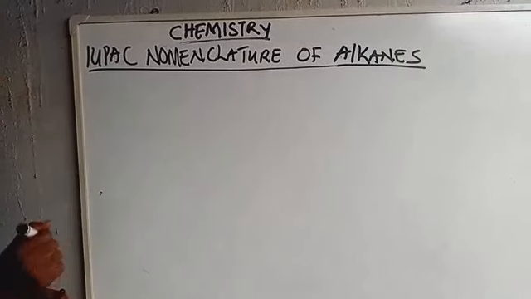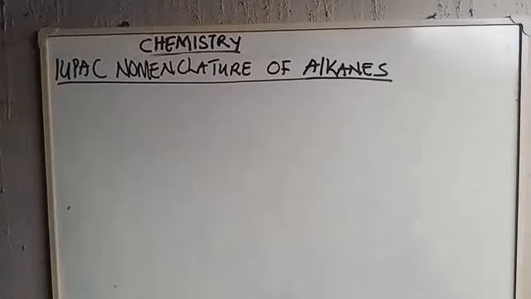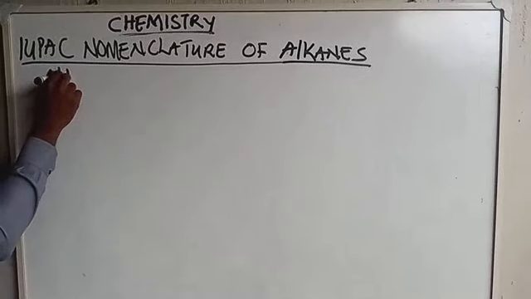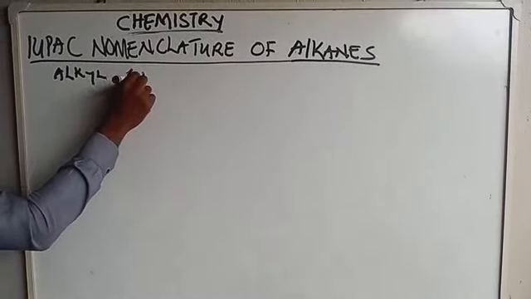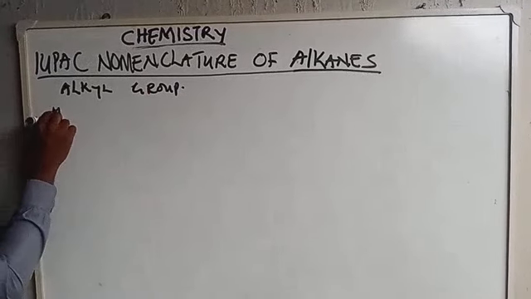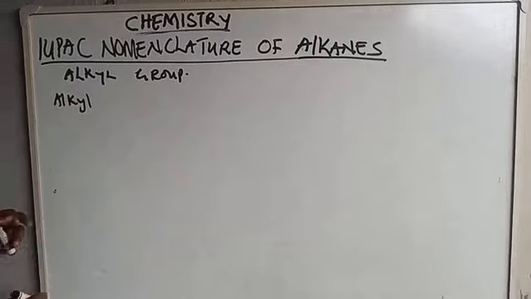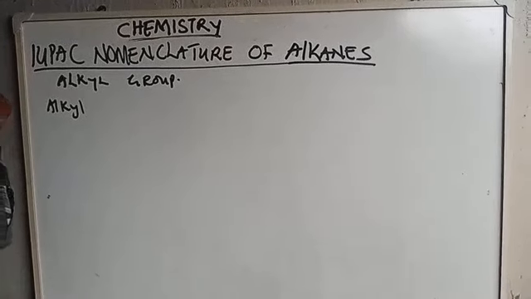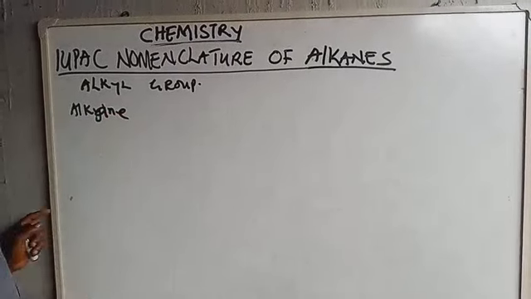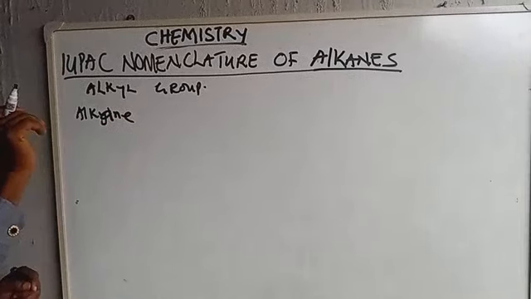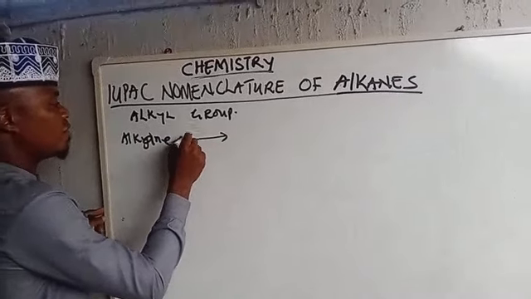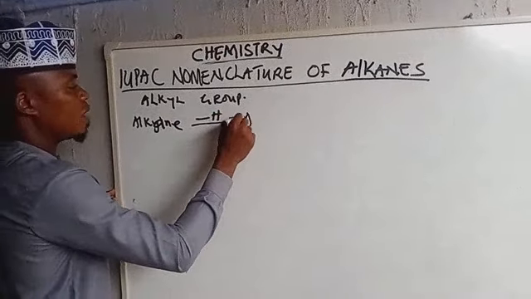Now, before we proceed to the IUPAC Nomenclature of Alkanes, I want us to study the concept of the alkyl group. An alkyl group simply is a group derived by what? Losing a hydrogen from the corresponding alkane. When the corresponding alkane loses a hydrogen, it becomes what? An alkyl group.